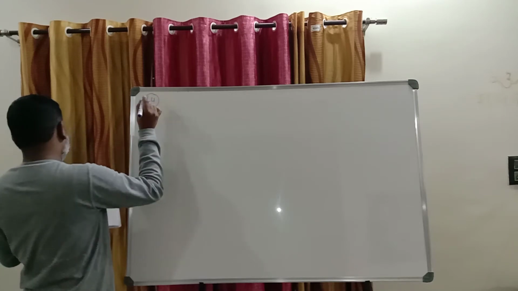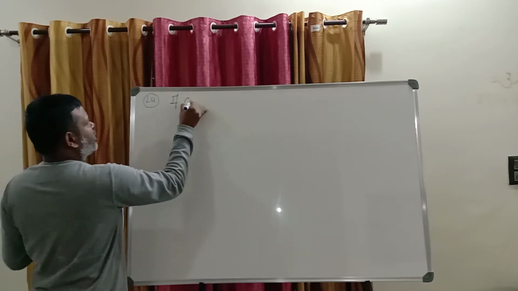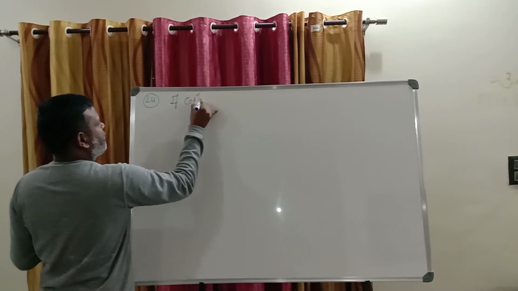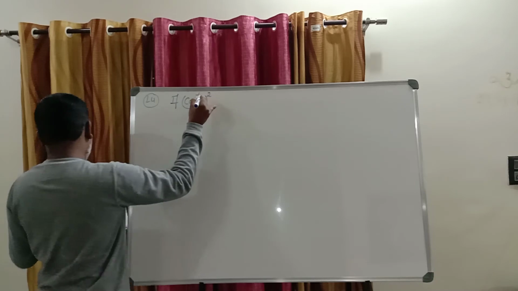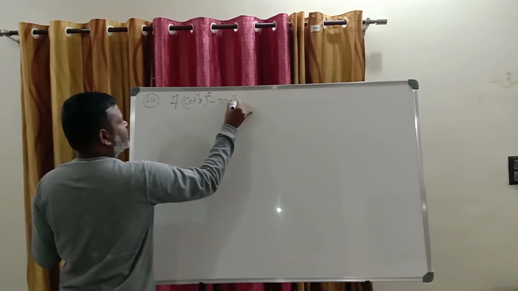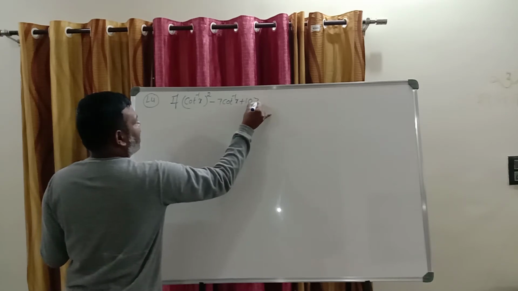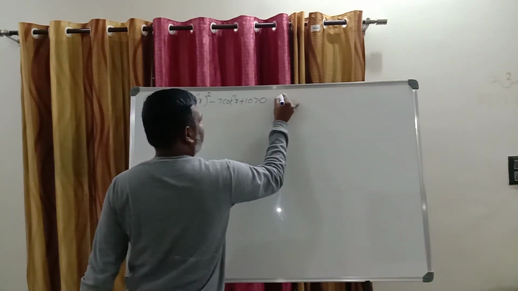L4 question here. The next question is, if cot inverse of x whole square minus 7 cot inverse of x plus 10 greater than 0, then x lies in the interval.